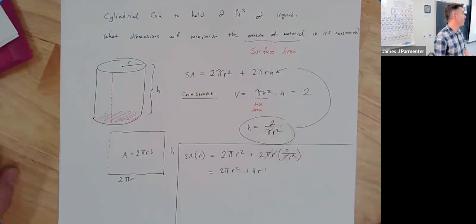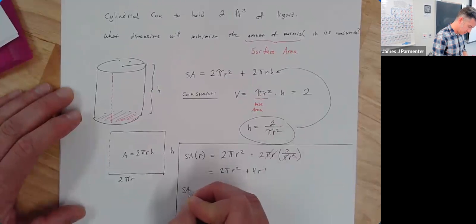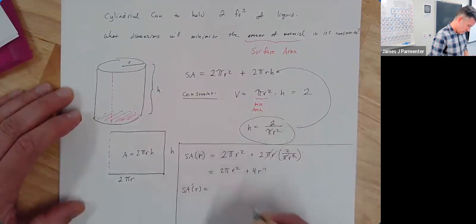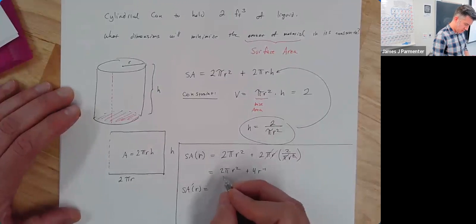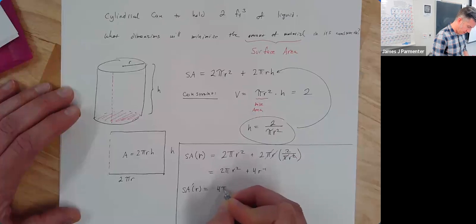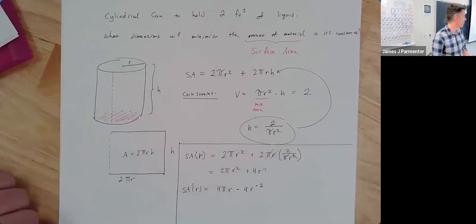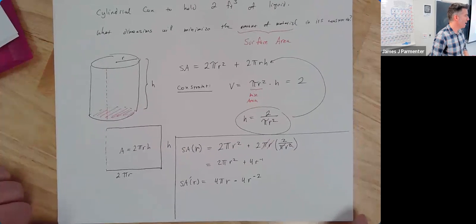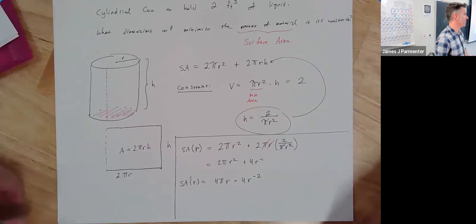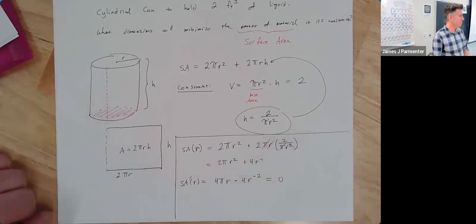That's going to be easier to differentiate. Okay, let's take the derivative. It's going to be 2 pi times 2r, which is 4 pi r, minus 4r to the negative second, which is kind of disgusting. This is not a great problem because the numbers turn out kind of gross, to be honest. But if we set this equal to 0, here's how I would solve this.